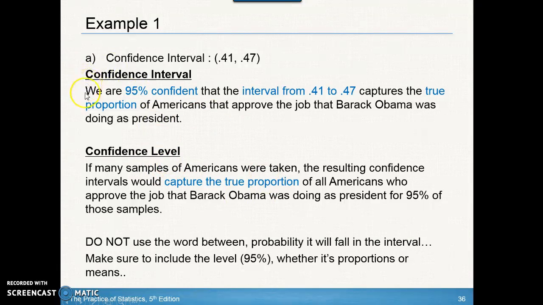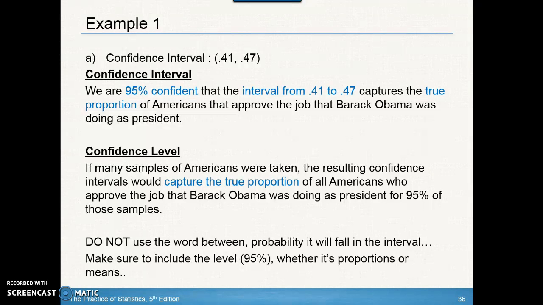So confidence interval, we are 95% confident that the interval from 0.41 to 0.47 captures the true proportion of Americans that approve the job that Barack Obama was doing as president. So 95% confident means that if we were to produce 100 samples, 95 of them would capture the true population mean. It's not a probability, it's not a 95% chance, okay?